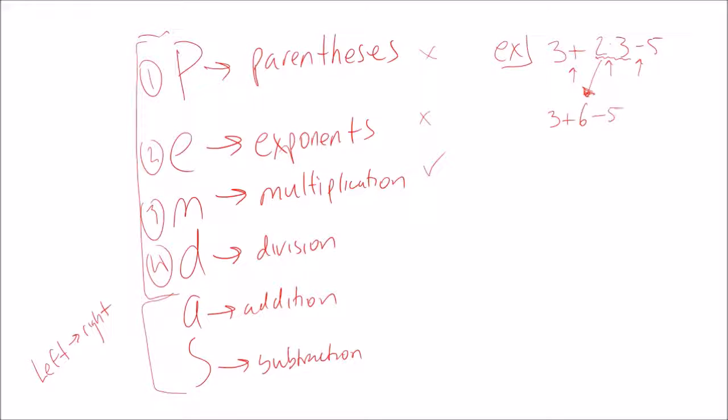Now we don't have division, and now we're back to where we're going to read left to right like a sentence. So our first operation is we're going to do the 3 plus 6, which is 9, minus 5. Now we have a simple expression. We can solve that out. We get 4, and that's our final answer. Let's look at a more complicated example.